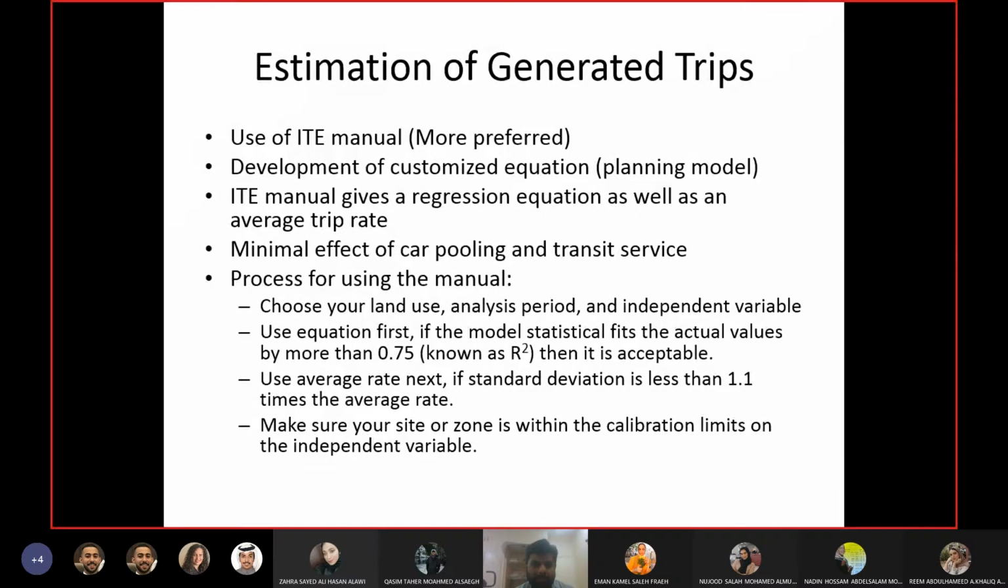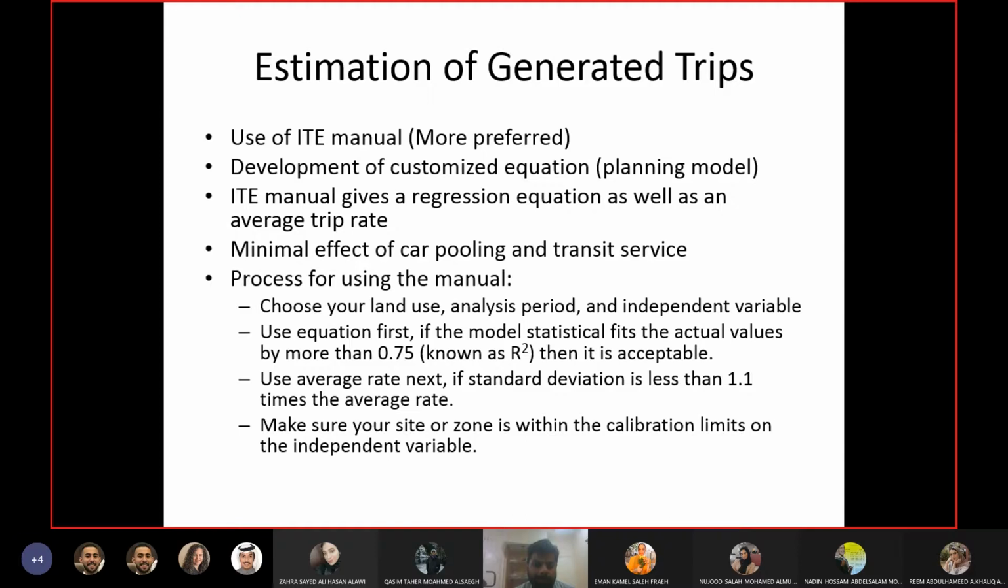In this course we will only discuss how to use the ITE manual and how to calculate the trips using it, because obviously we don't have our own planning model. I have shared the paper in which they developed the customized equation for school trips in Dhahran. I shared it with you yesterday. If you want to see how a planning model or customized equation is developed, you can have a look at that paper.